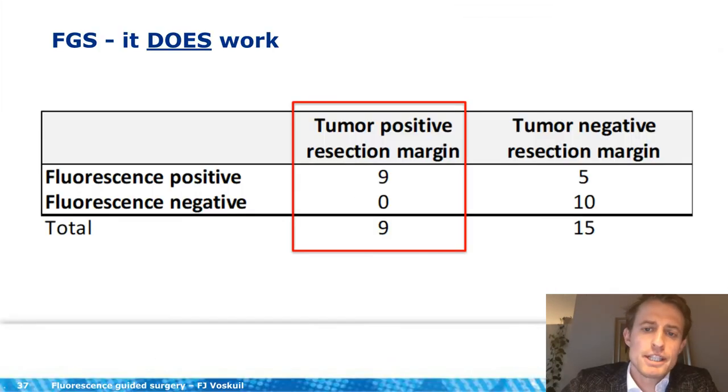So in this study, we had 9 tumor positive resection margins, which we all detected in this study. Of course, no test is perfect. We also saw some negative resection margins with fluorescence.